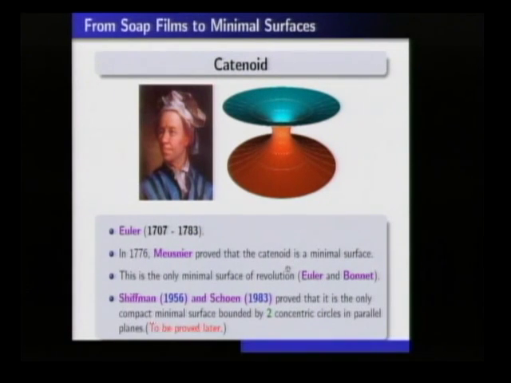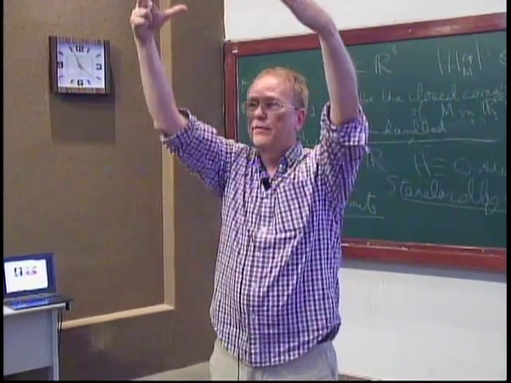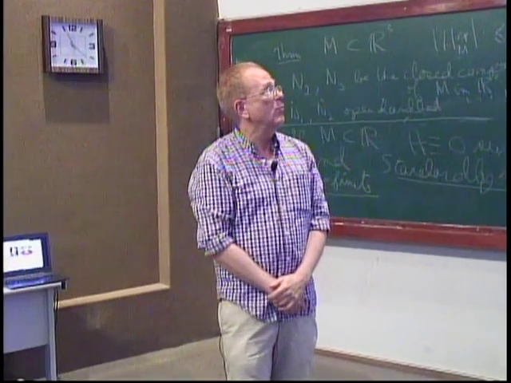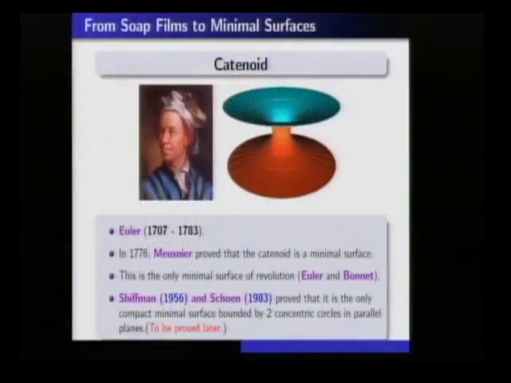So I'm going to focus right now on this one, Schiffman and Schoen. Schiffman proved something very interesting. Imagine we have these two concentric circles, a circle here and a circle here, just vertical translates. Why is it true that a catenoid is the only soap film, the only compact minimal surface that bounds those two curves?